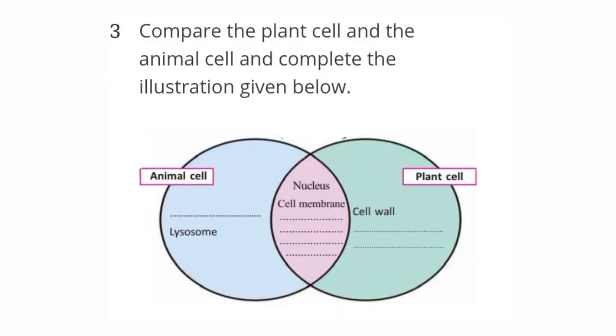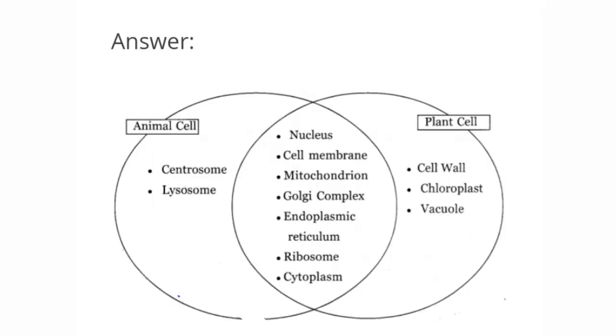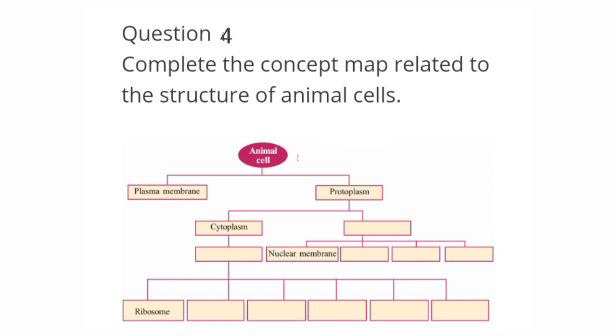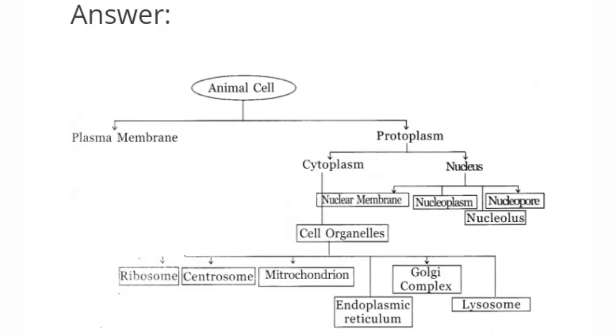to place it. Question number 3. Compare the plant cell and the animal cell and complete the illustration given below. This is the illustration about the comparison of animal cell and the plant cell. Question number 4. Complete the concept map related to the structure of animal cells. This is the structure of animal cell.